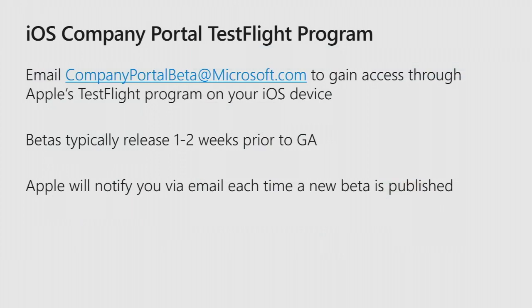So if you're excited to get your hands on this, I would highly recommend that you enroll in our iOS Company Portal TestFlight program. You can just email the address on the screen, and I'll send you a link. And you should know that these betas typically release about 1 to 2 weeks prior to our GAing. So they are the same as the release version for a few weeks to a month. Apple will notify you every time a new beta is published, and it really gives us some helpful feedback from people using it just immediately before we're about to release.